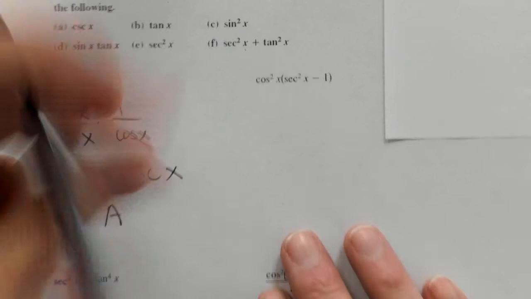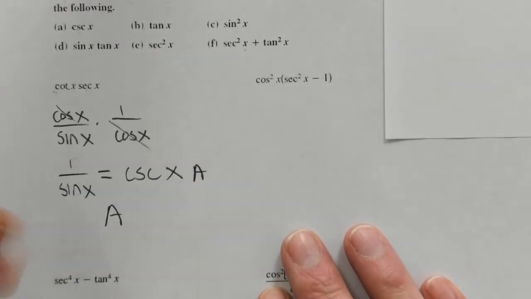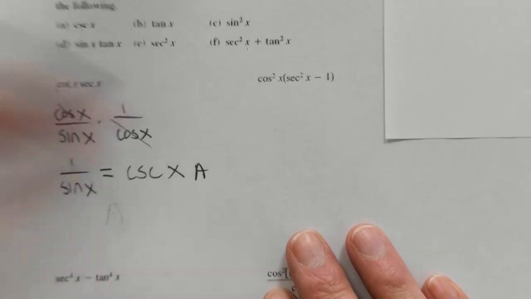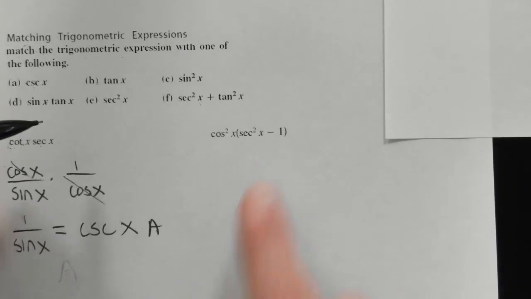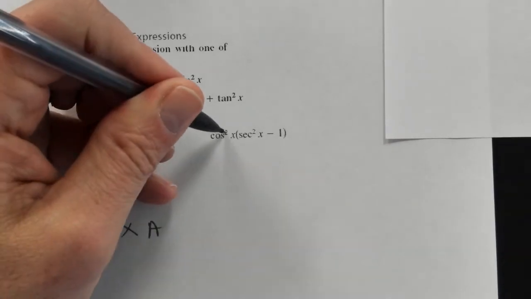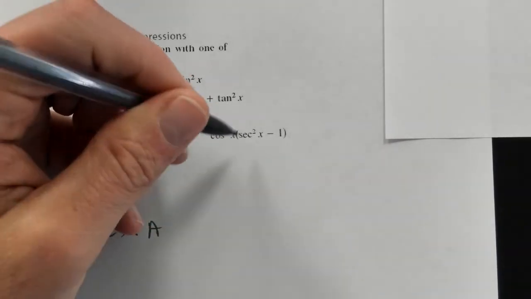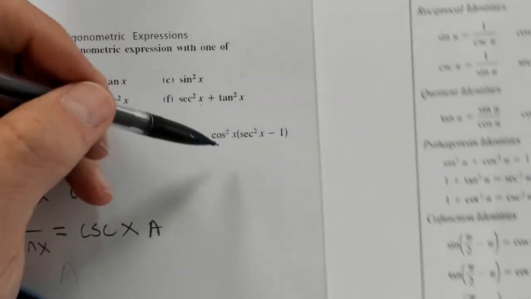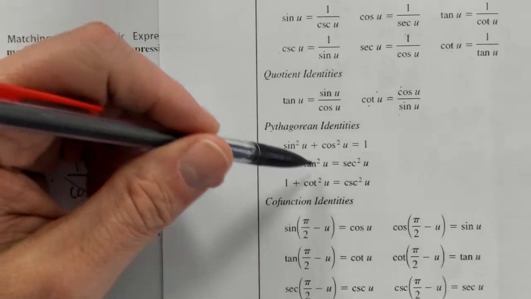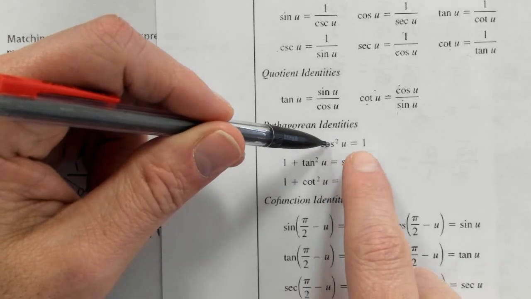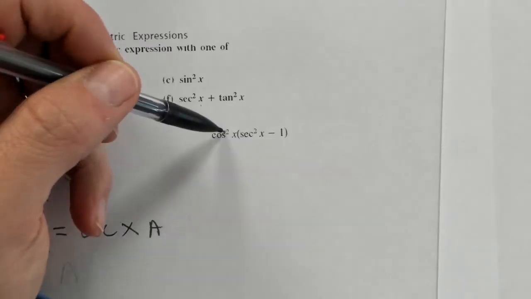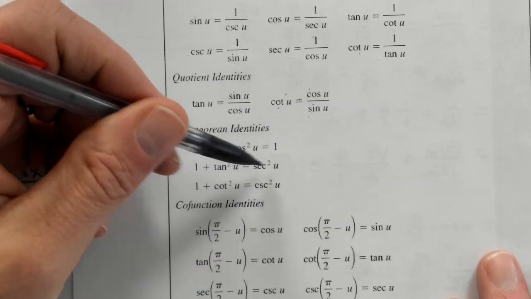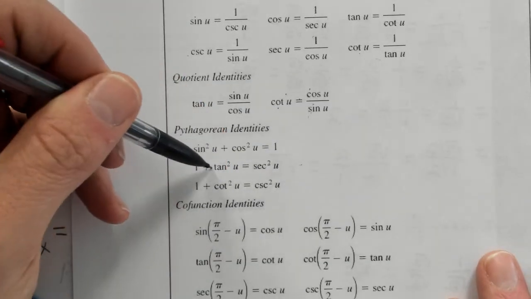Let me see here. What else do we want to try? What about one like this? All right, so with cosine squared and secant squared, now we're getting into some of the Pythagorean identities here. And with cosine squared, I could change that to 1 minus sine squared if I wanted to. And cosecant squared minus 1 can change to tangent.